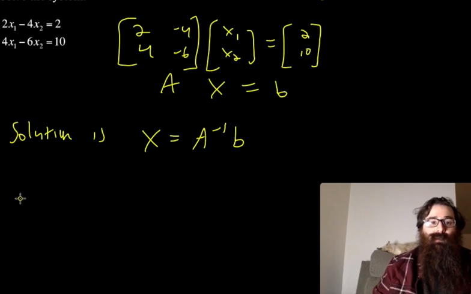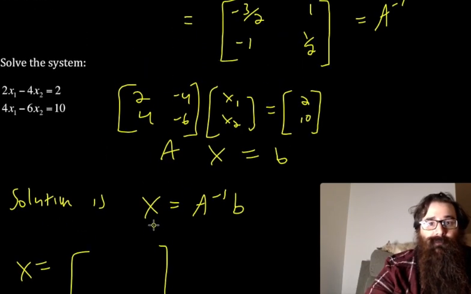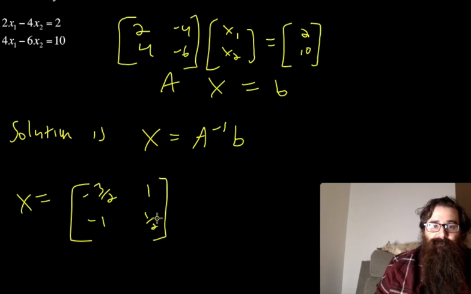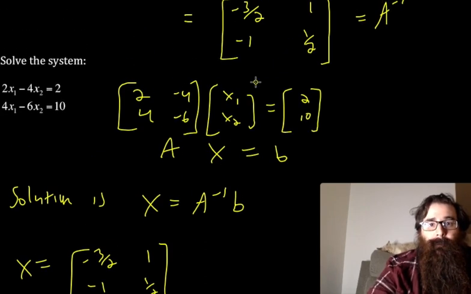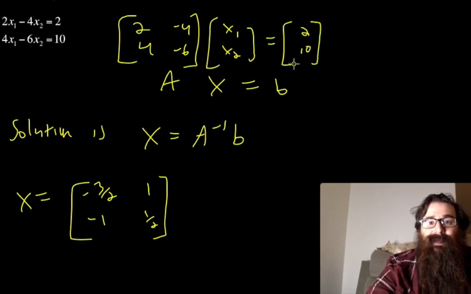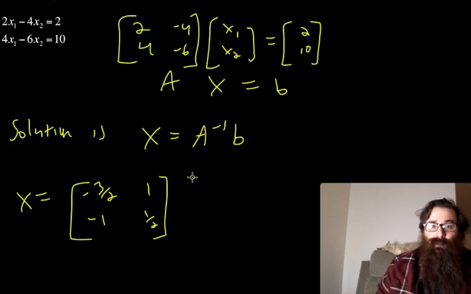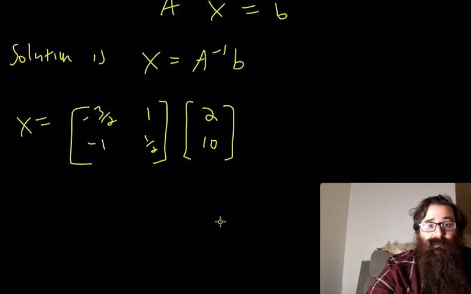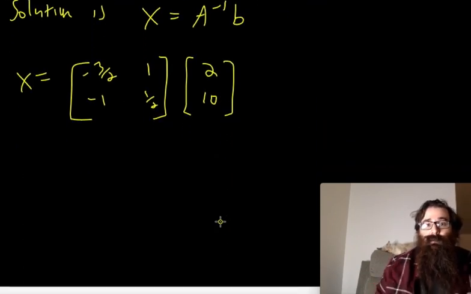So I can say, well, what is A inverse? I just found A inverse. It was -3/2, 1 for the top row, and then -1, 1/2 for the second row. So there's A inverse. And then times b. b is this vector with entries 2, 10. And if I just compute this directly, it's going to give me the solution for x.